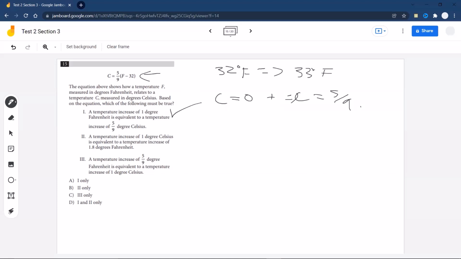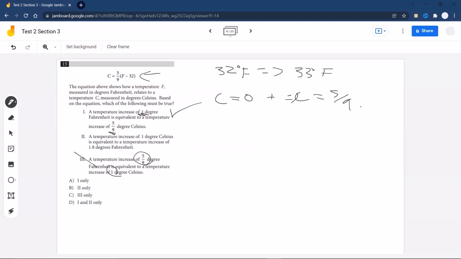Then statement 2: a temperature increase of 1 degree Celsius is equivalent to a temperature increase of 1.8 degrees Fahrenheit. Let's see if that's true. Right off the bat, we can say that 3 is wrong, because we showed it was the opposite. A 5/9 degree increase in Celsius does not equate to a 1 degree increase in Fahrenheit. In fact, it's the opposite: a 1 degree increase in Fahrenheit is equivalent to a 5/9 degree increase in Celsius.